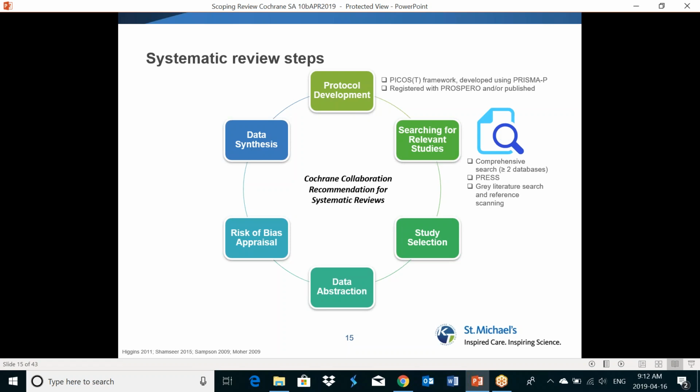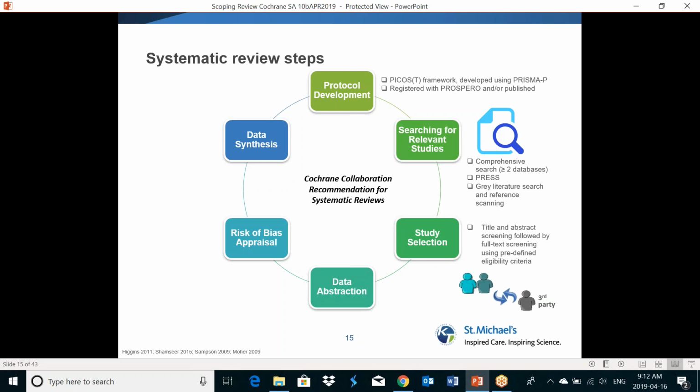Then you do a comprehensive search of at least 2 or more databases. We peer review the literature search using the PRESS statement, and you may also want to search for difficult to locate or unpublished, otherwise known as gray literature, as well as scan the references of included studies and relevant reviews to your topic. Title and abstract screening is recommended to be conducted by 2 researchers independently. They may meet to resolve discrepancies, and you may involve a third party if necessary.